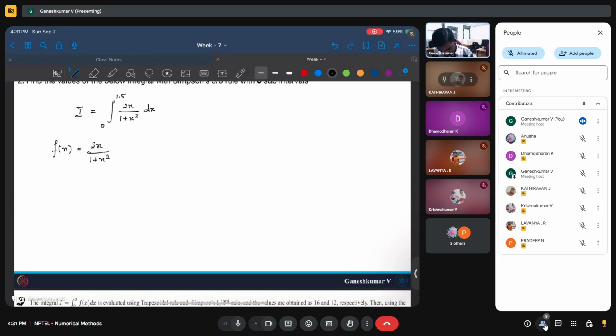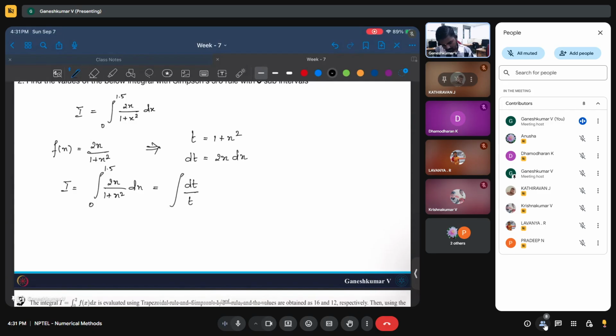So how can we integrate this? You can use the transformation of variable, where you can choose t to be 1 plus x square, and differentiation is going to be 2x dx. So now you can substitute this: I is going to be integral from 0 to 1.5 of 2x by 1 plus x square dx. You can replace that in terms of t, which is dt by t.